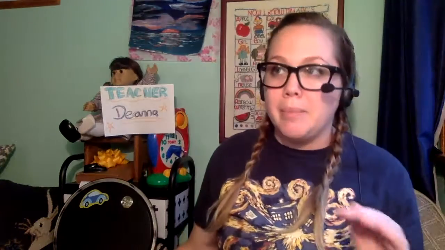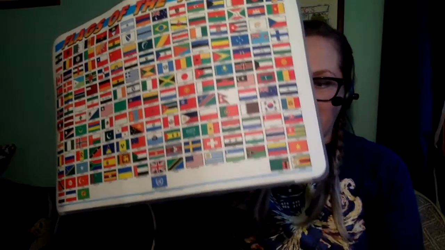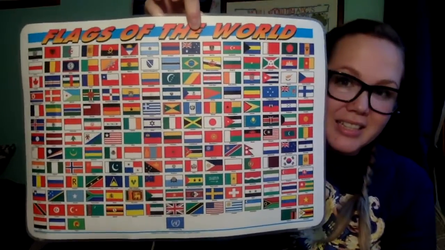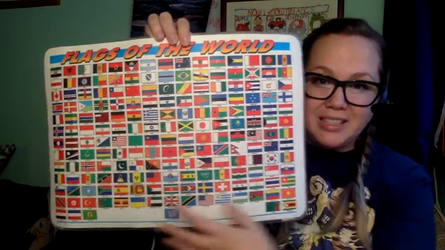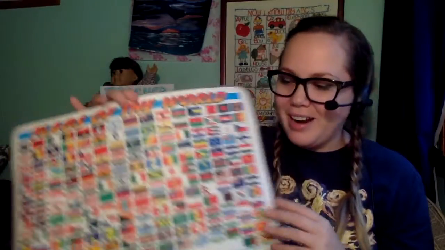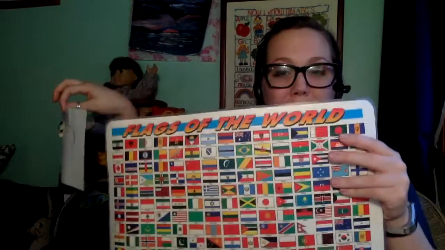Now, I did not have this background when I started. My first interview and my demo class, I had a blank green wall, nothing was here, and I had this. This is a placemat from my sister-in-law and her kids. I will be giving it back because it does not stick to the wall with this tape anymore. But this was all I had. And I wrote, Teacher Deanna, and my flags of the world.